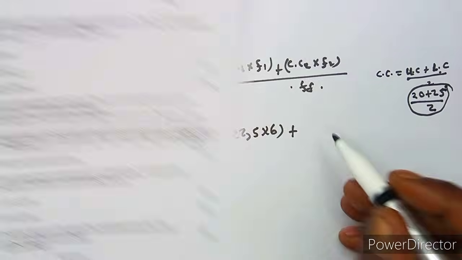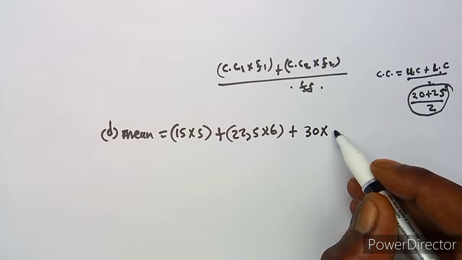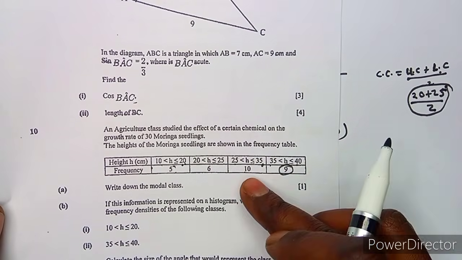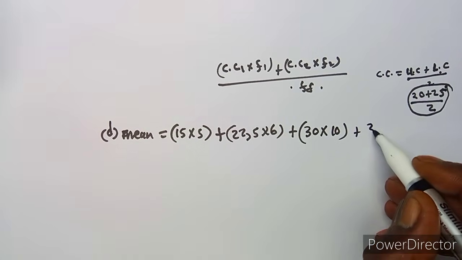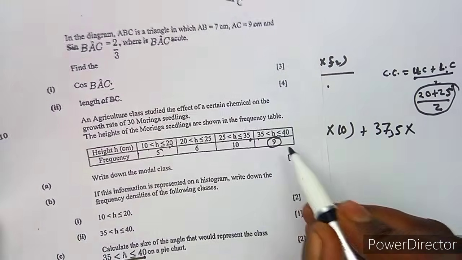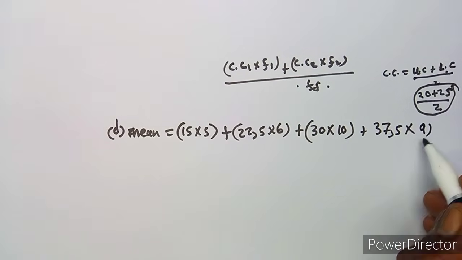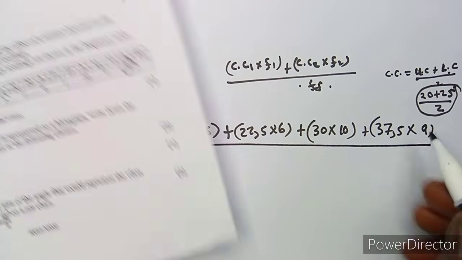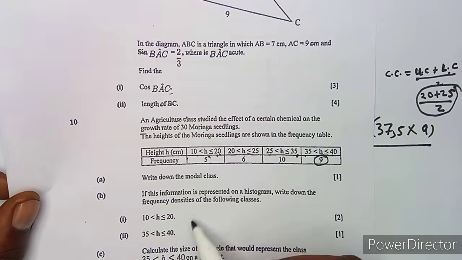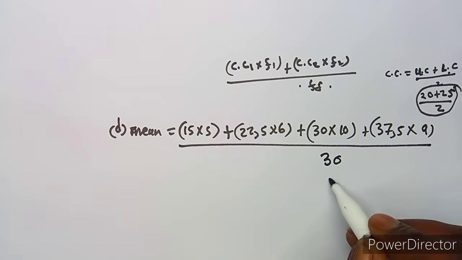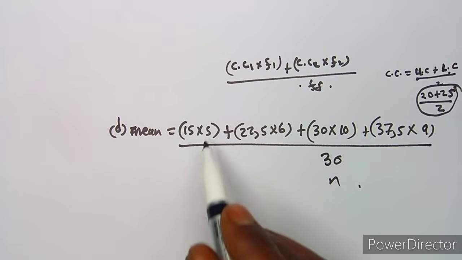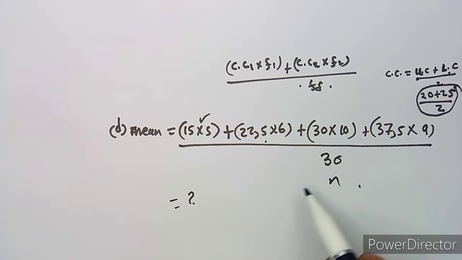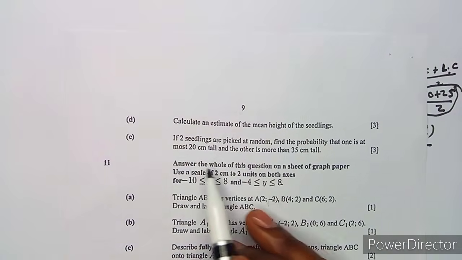You move on to another one, 25 and 35. There you're going to obtain 30 times 10. Then the frequency 10, and 35 and 40. If you add this, you're going to obtain 37.5 times the frequency there, which is 9. Everything over the total frequency, which, remember, is 30. So that's the concept, guys. You calculate, you add everything, and that will be your mean. Okay, so guys, this video is now too big. Let's see another part, but that's what you are supposed to do there.